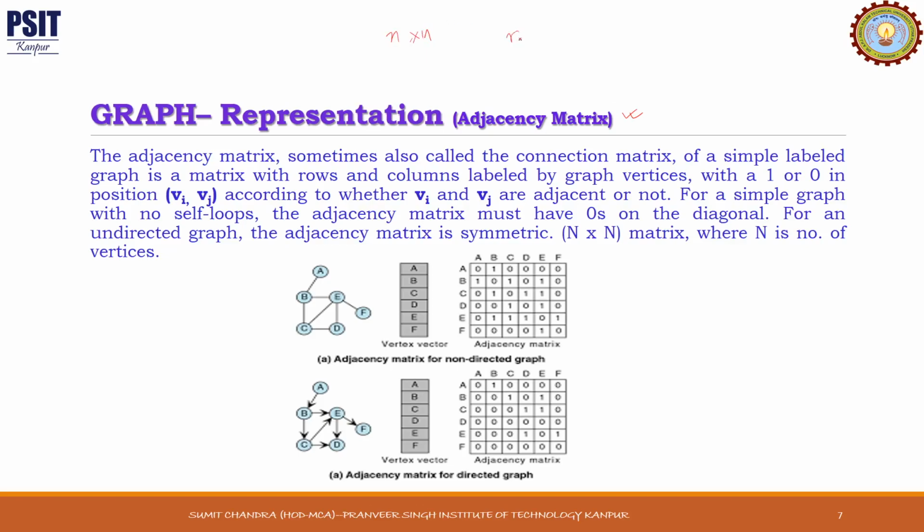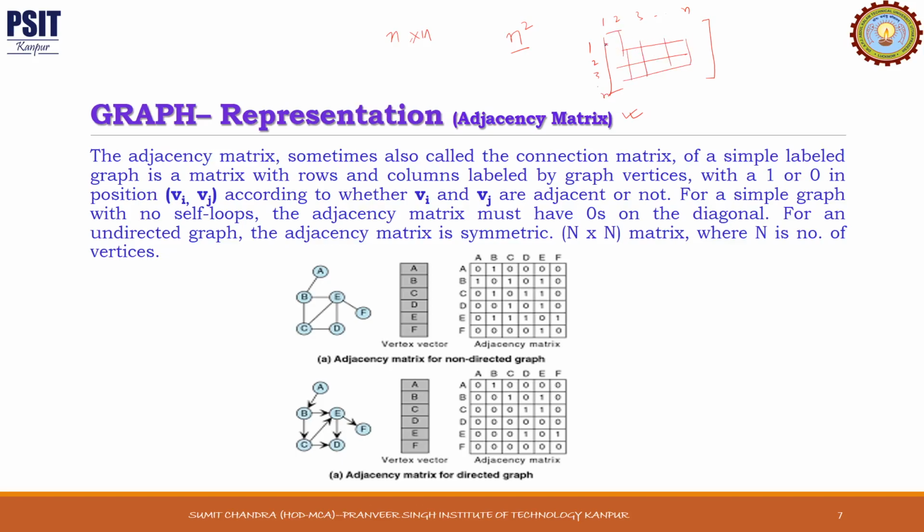It means the total number of entries in this matrix is n square. Suppose the vertices are 1, 2, 3 up to n, and 1, 2, 3 up to n. So we place in this matrix, in every cell, either 0 or 1.